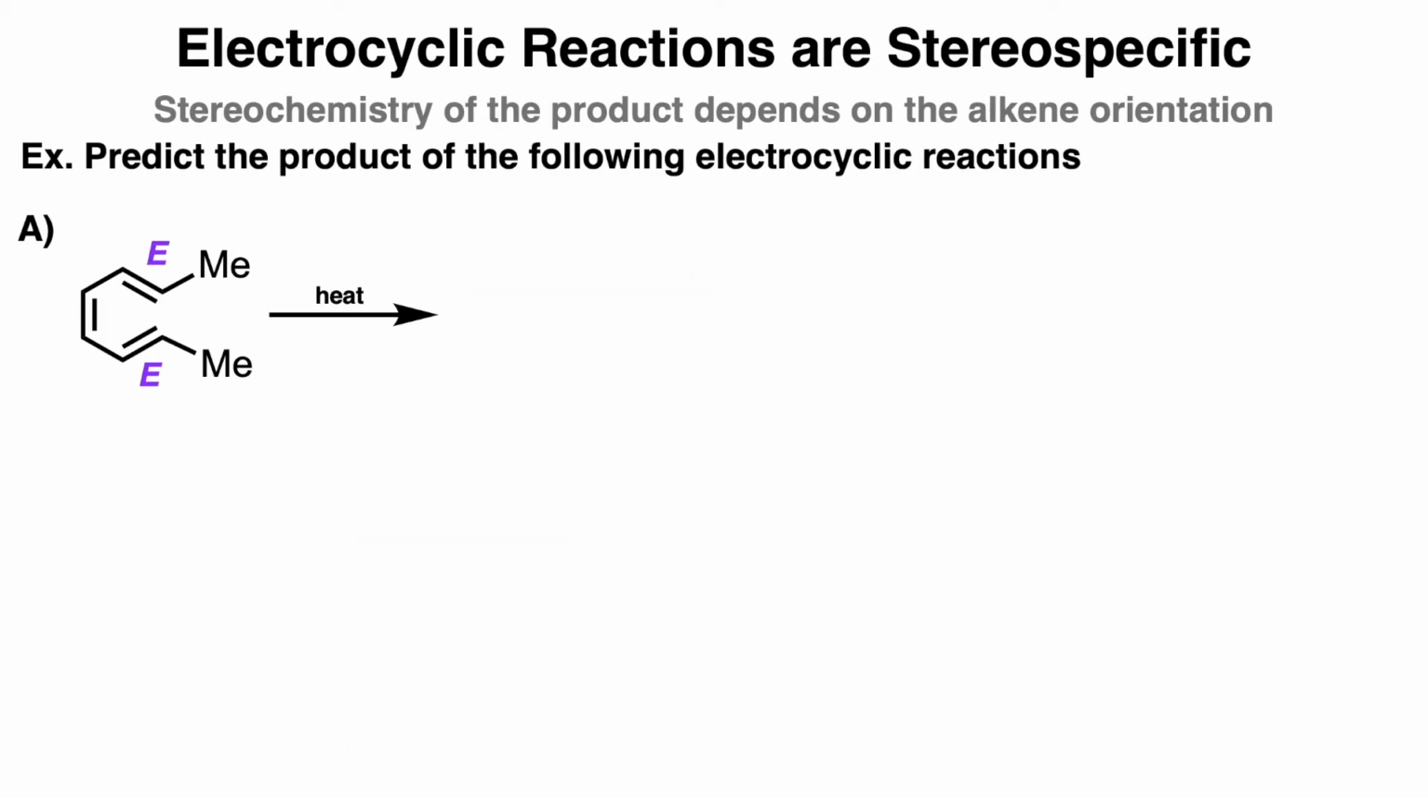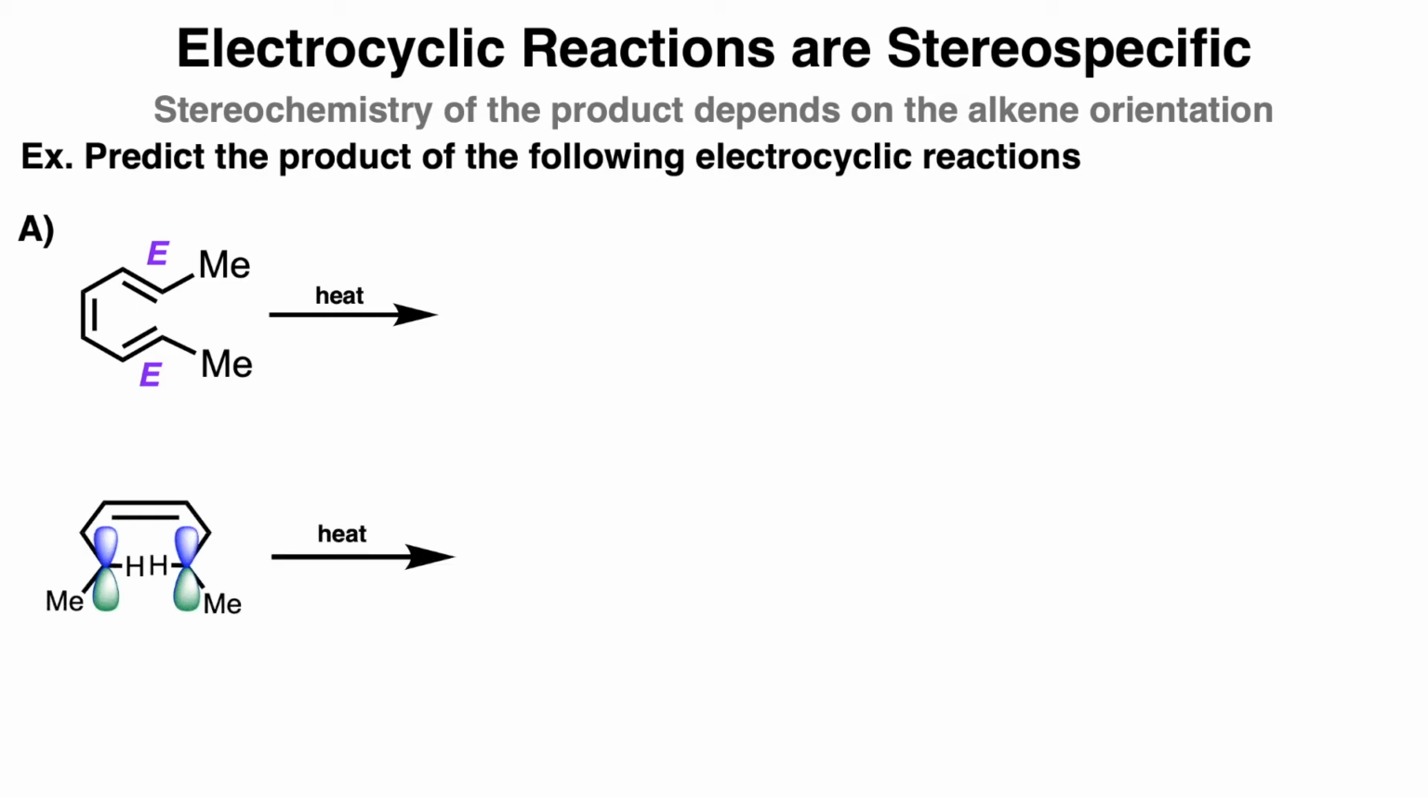Electrocyclic reactions are stereospecific, which means that the stereochemistry of the product depends on the alkene orientation. For the following examples, predict the product of the following electrocyclic reactions. The position of the substituents at the ends of the conjugated system are where we need to focus our attention on. In this first example, the alkenes are both E-alkenes, which means the substituents are pointing in opposite directions.